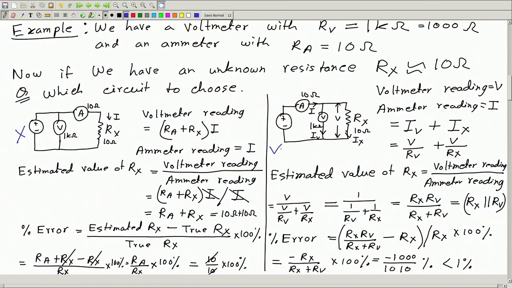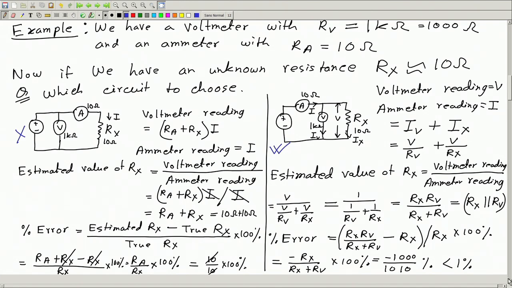So this is a better circuit for this particular value of Rx. So observe, you have chosen Rx to be similar to Ra. So the other circuit is not good, but here Rx is much less than Rv, so this circuit is good. So this circuit can be used.